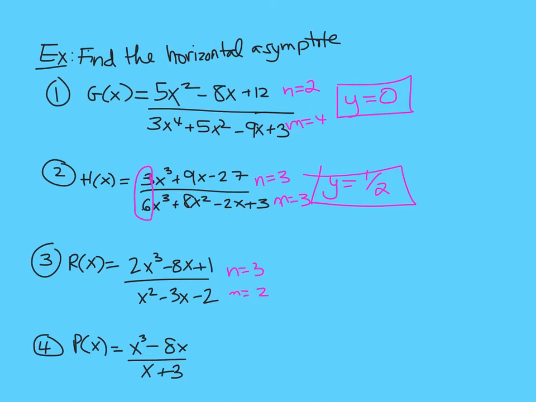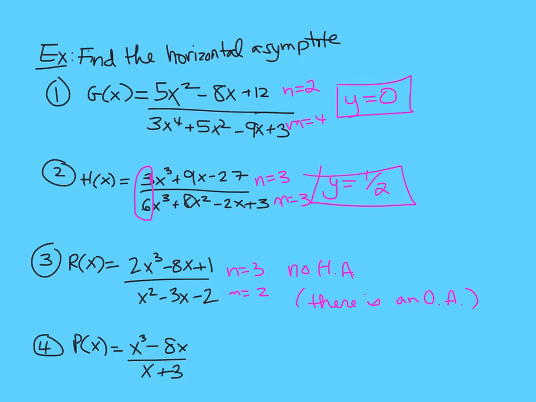So then for number 3, my numerator has a degree of 3, my denominator has a degree of 2. The numerator degree is greater than the denominator degree by 1. What that means is that there's no horizontal asymptote. However, there is an oblique asymptote. And we're actually going to find that one in just a few minutes.